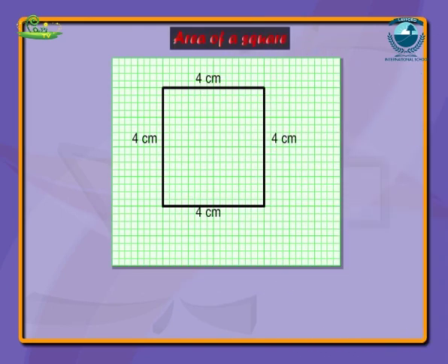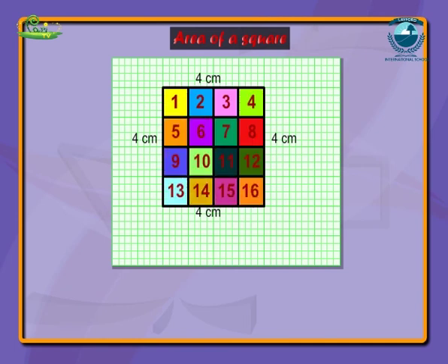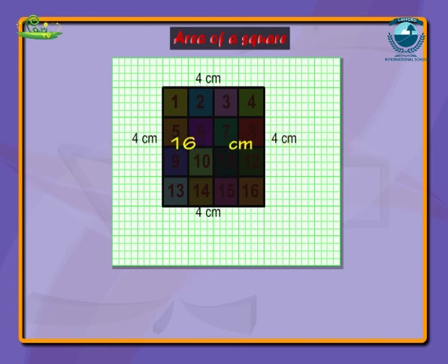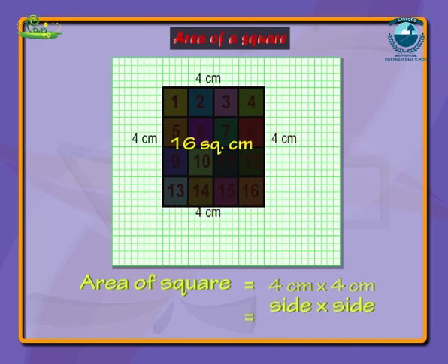Now, we will learn to take out the area of square. We draw a square with each side equal to 4 centimeter on a graph paper having 1 centimeter into 1 centimeter squares. The square covers 16 squares completely. Thus, the area of square is 16 square centimeter, which can be written as 4 centimeter into 4 centimeter. Thus, in other words, we can say that area of square is equal to side into side.